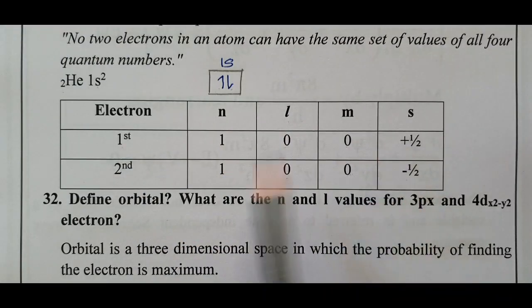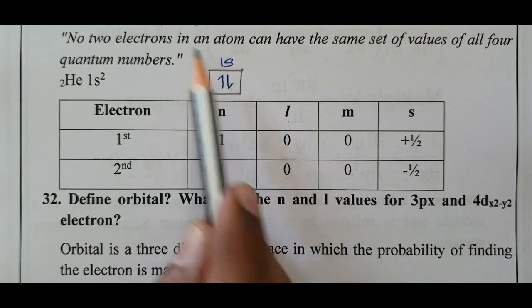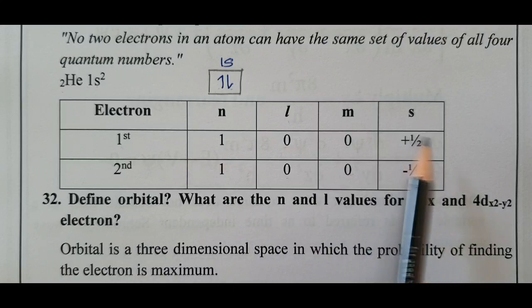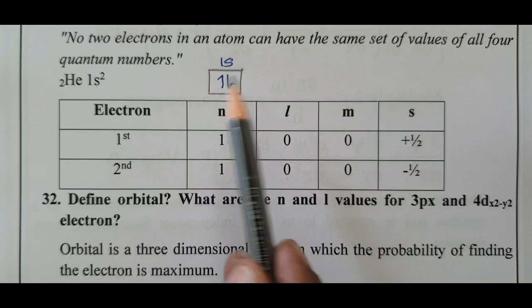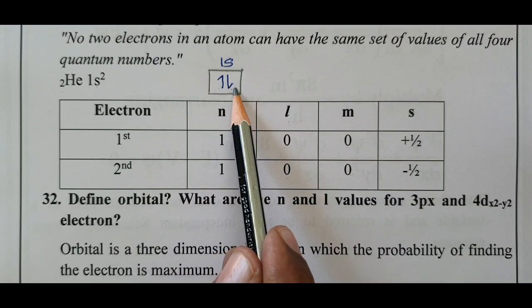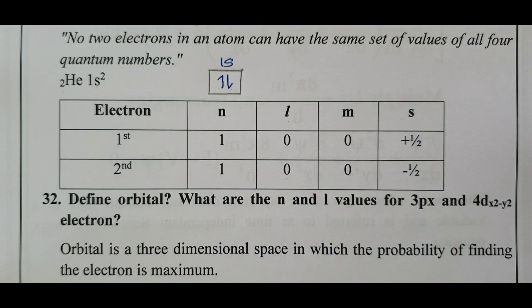First electron plus half, second electron minus half. So, no 2 electrons in an atom can have the same set of values for all the quantum numbers. They differ in the spin quantum number. One electron spins in the clockwise direction, another electron spins in the anti-clockwise direction.